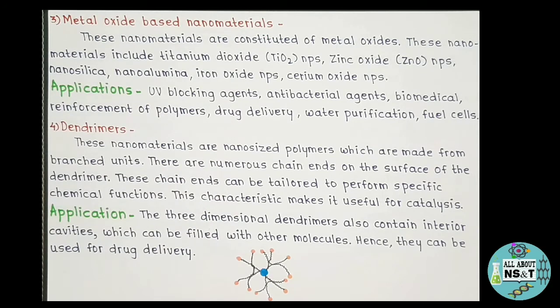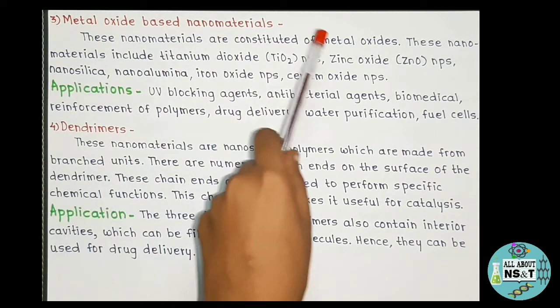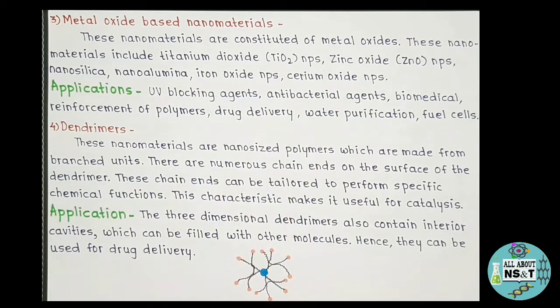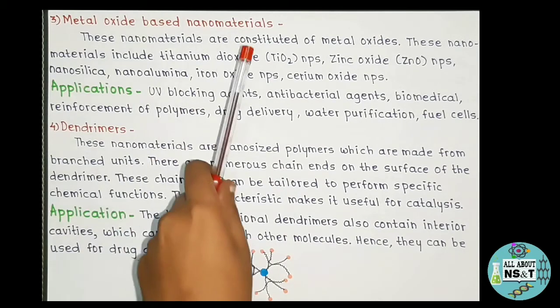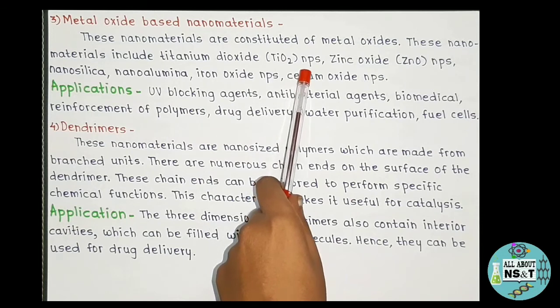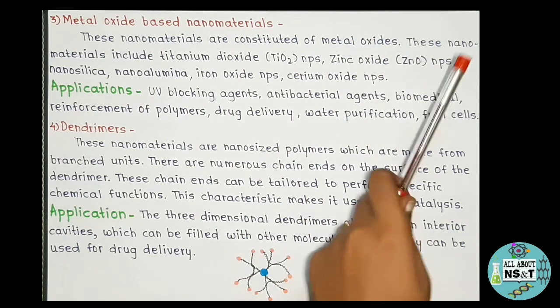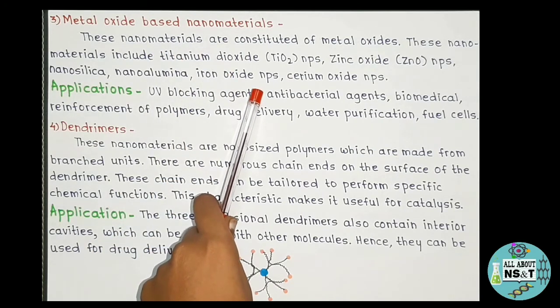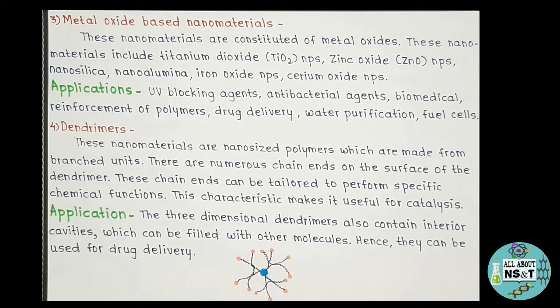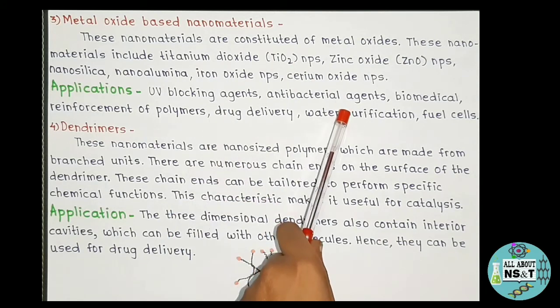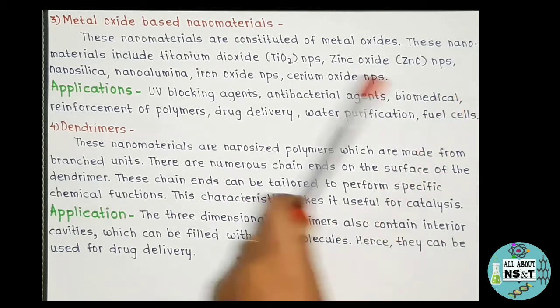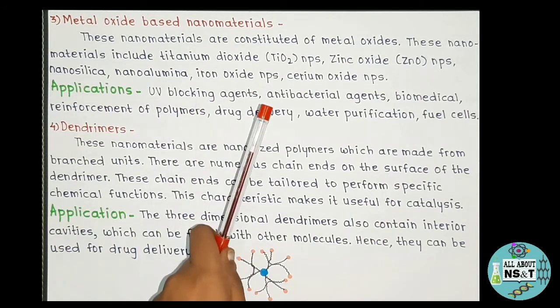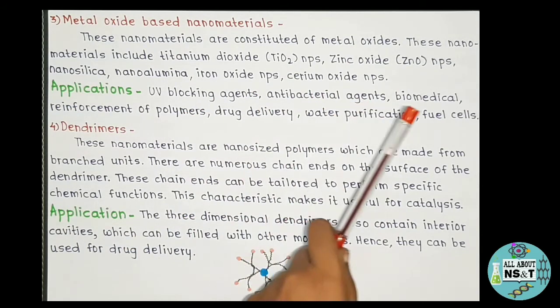The third type is metal oxide based nanomaterials. Again, it is clear from the name that these nanomaterials are constituted of metal oxides. These nanomaterials include titanium dioxide, that is TiO2 nanoparticles, zinc oxide, that is ZnO nanoparticles, nanosilica, nanoalumina, iron oxide nanoparticles, cerium oxide nanoparticles, etc. These nanomaterials can be used for various purposes like UV blocking agents, antibacterial agents, biomedical applications, reinforcement of polymers, drug delivery, water purification, fuel cells.